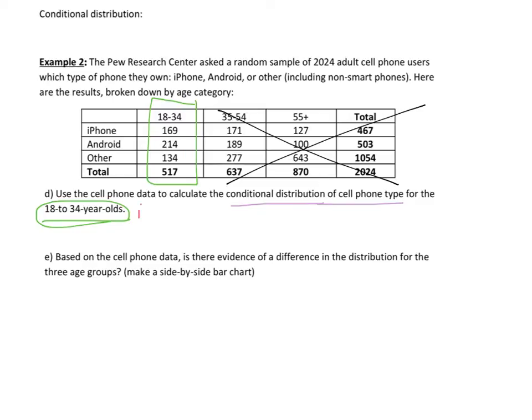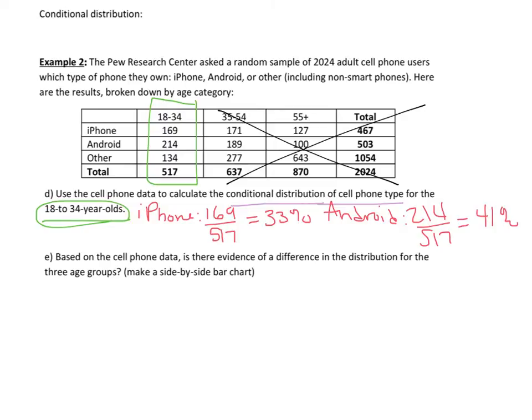So now, to find my conditional distribution, I am going to find the percentages of each type. Starting with the iPhone, I know that it's 163 over 517, which gives me 33%. For the Android, I end up getting 214 over 517, which gives me 41%. For other, I will end up doing the same thing. I get 26%. So this gives me the nice conditional distribution.